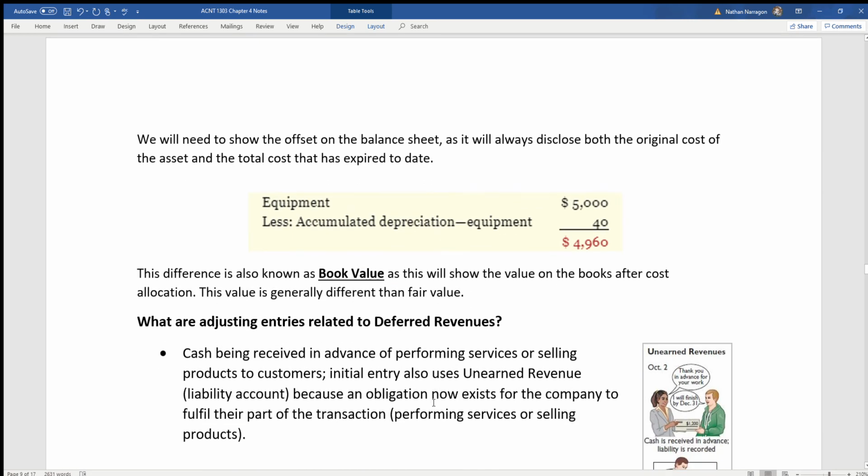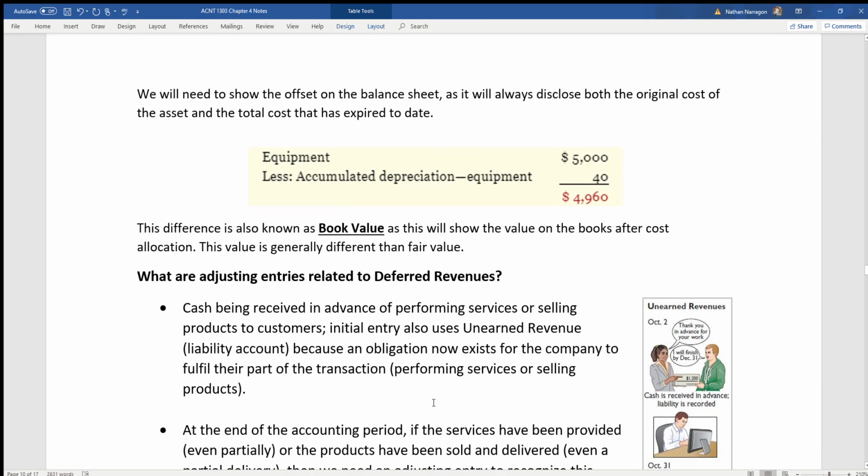So when we do this, we will need to show the offset on the balance sheet. Again, this is what is called book value. So these two will be together pretty much all the time. Now equipment was $5,000, and now we subtract out accumulated depreciation.